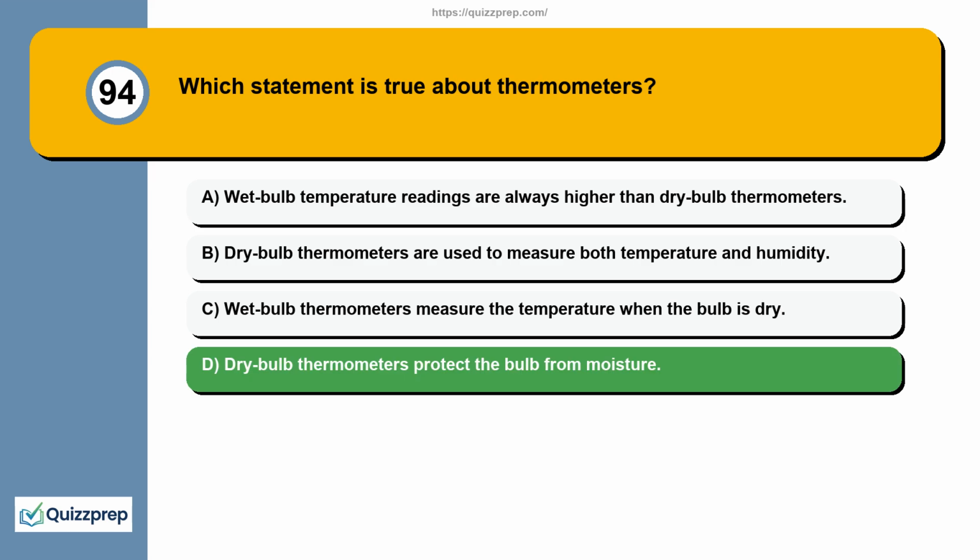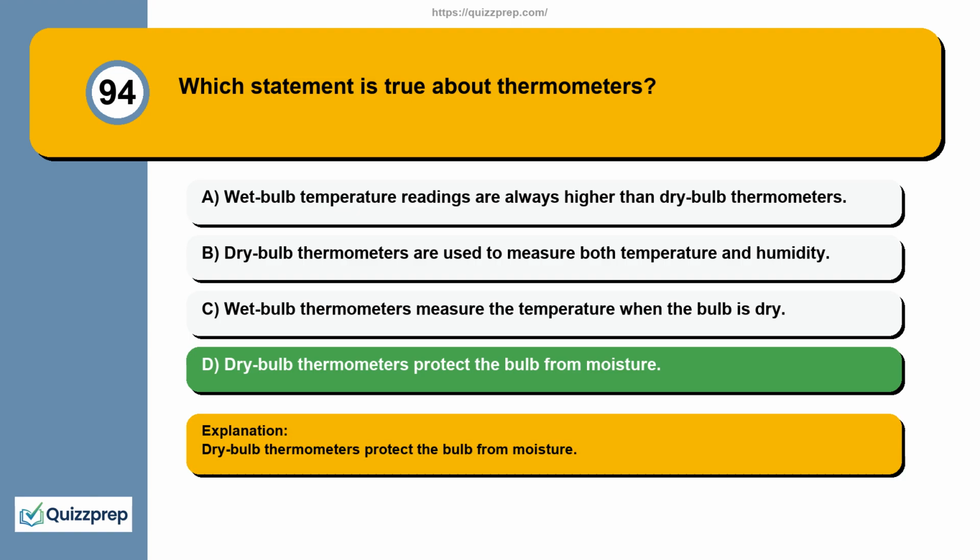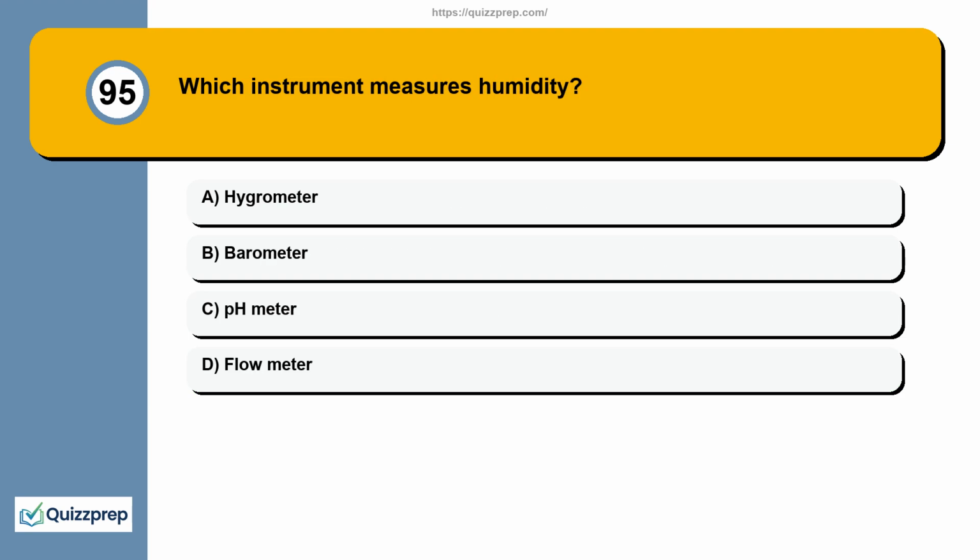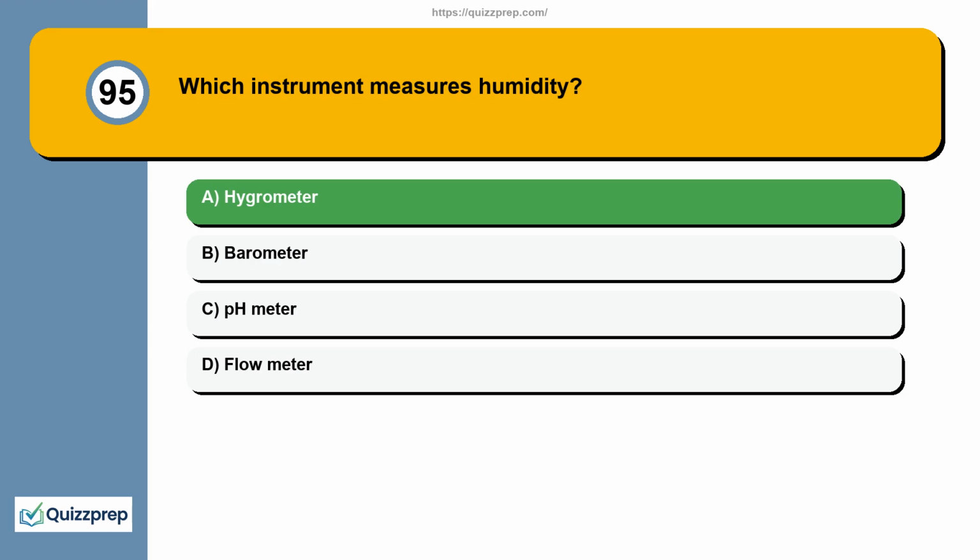The correct answer is option D, dry bulb thermometers protect the bulb from moisture. Question 95. Which instrument measures humidity? Option A, hygrometer. Option B, barometer. Option C, pH meter. Option D, flow meter. The correct answer is option A, hygrometer.